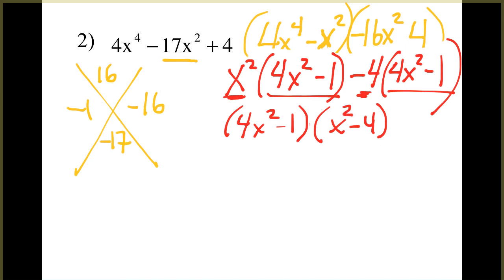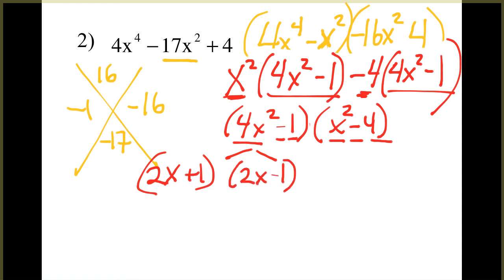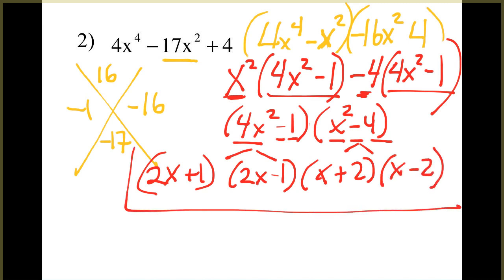Actually I'm left with x squared minus 4. I'm left with two differences of squares, a perfect square minus a perfect square. So the first one breaks down to 2x plus 1 times the quantity of 2x minus 1, and the second difference of squares breaks down to x plus 2 times the quantity of x minus 2. And this entire amount is the complete factored form for 4x to the fourth minus 17x squared plus 4.